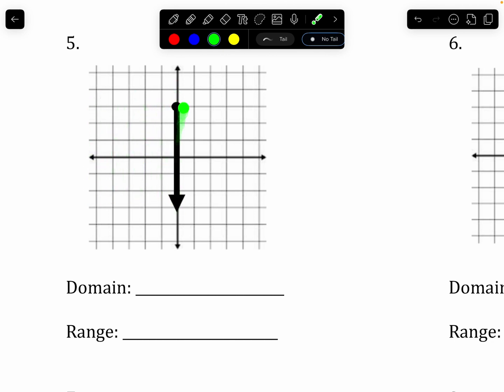Domain values go this way. I don't have any. I finally have one, and then I don't have any again. So just like with the other problem, my domain value will be 0, and that's it. Okay, now let's look at our range values.